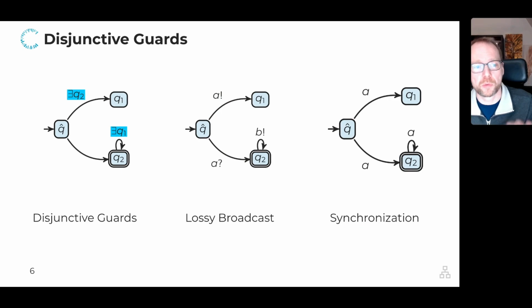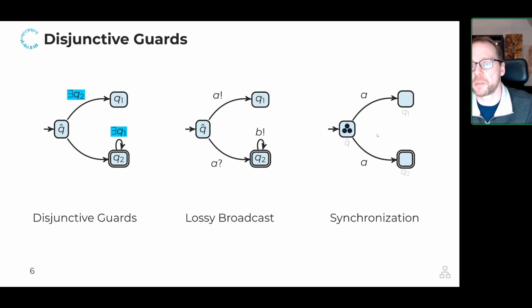OK, so these were 2 types of systems, disjunctive guards and lossy broadcast. I just want to mention a third one, which is just simple synchronization of transition systems. Here we also have labels on the transitions, for example, the label A, and the semantics is that all the processes take an A transition at the same time. So if we start in this initial state, for example, 2 processes move up here, 1 process moves down there. They could take either of them, but they have to take one of the A transitions if an A is fired.